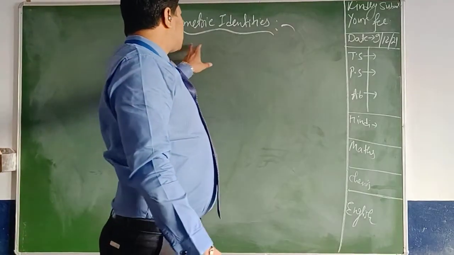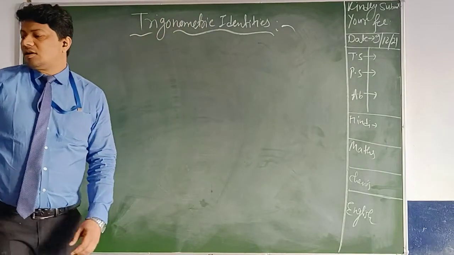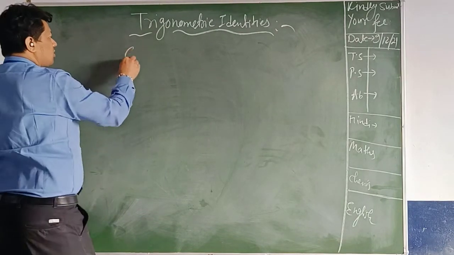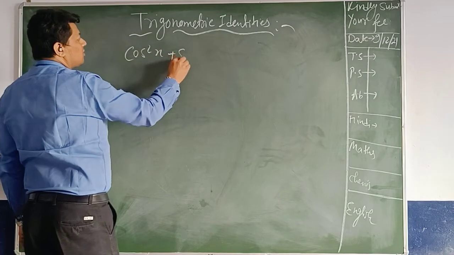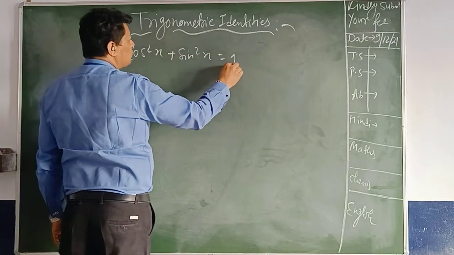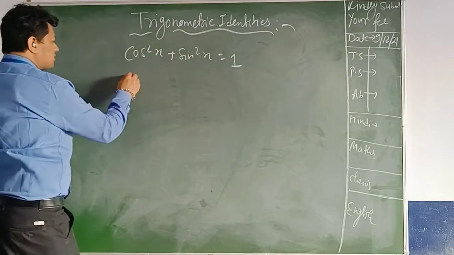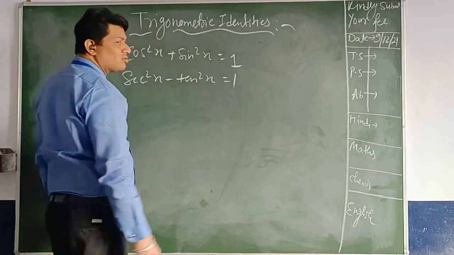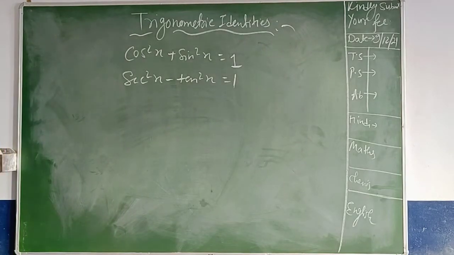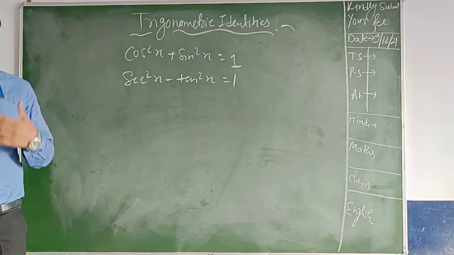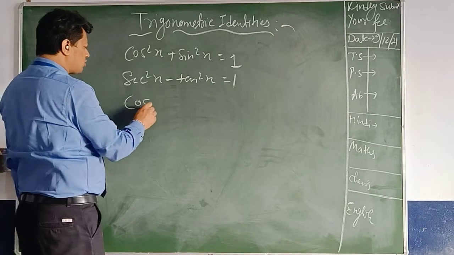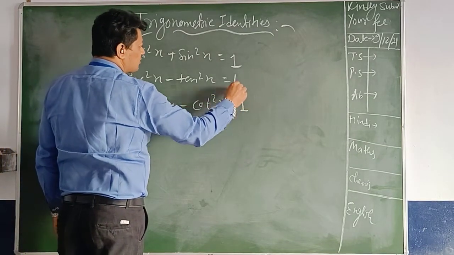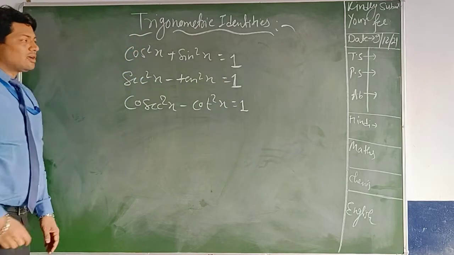Today we have to discuss trigonometric identities in class 11. As we all know, cos square x plus sin square x equals 1. Is it clear? Sec square x minus tan square x equals 1. Does everybody know? In the same way, cosec square x minus cot square x is equal to, is it clear?